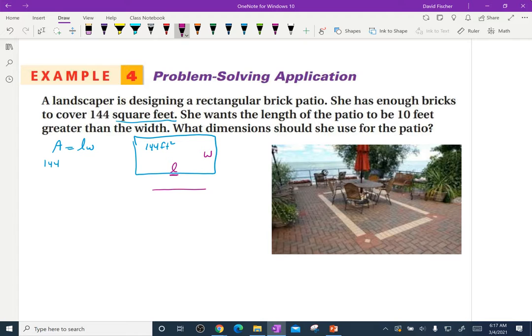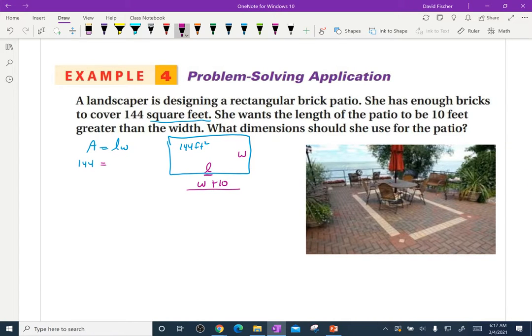So how can I make this say the length is 10 feet more than the width? We've done this a number of times, so I'm hoping that you're saying, hey, if I take the width plus 10, that would be 10 more than the width. Now when we do area, it's length times the width. So I want to put the W here. It doesn't matter if I put W times W plus 10 or W plus 10 times W. Let's go ahead and do it. Now I want to scoot this over here. W squared plus 10W.